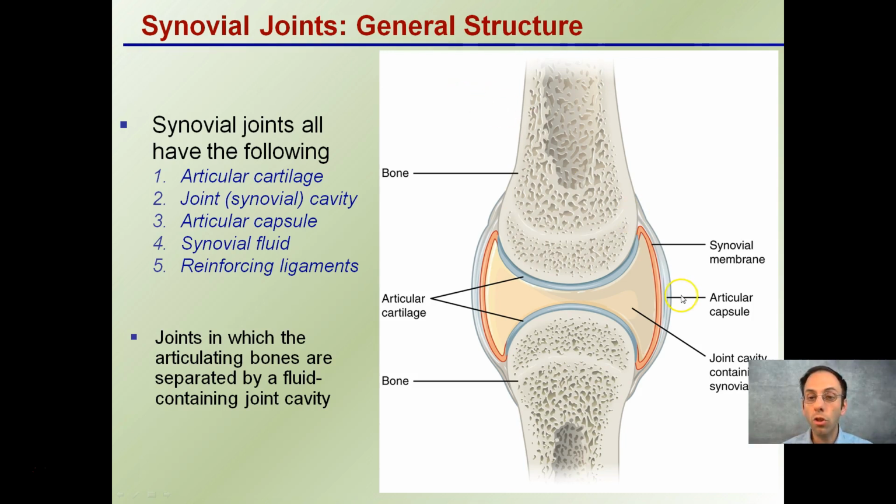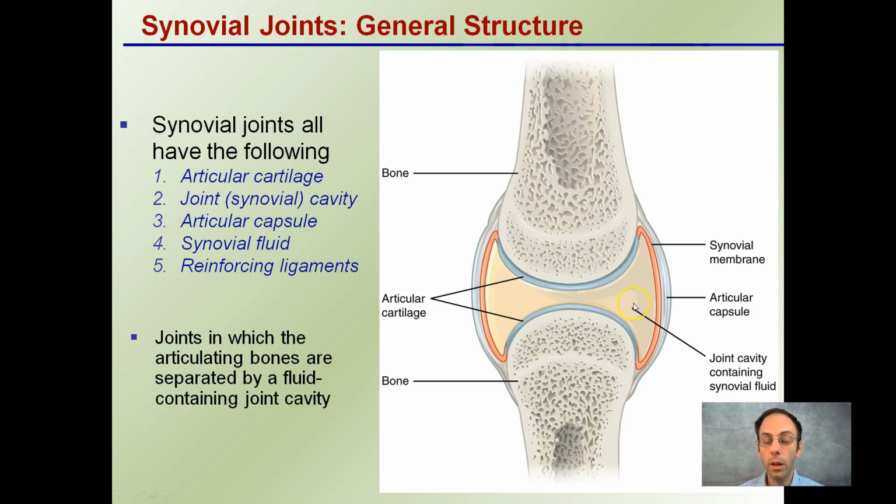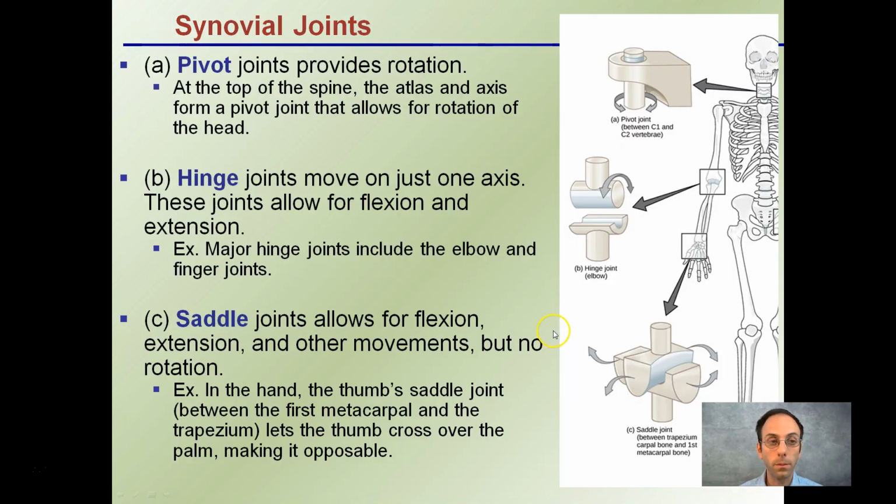So those synovial joints, the general structure of them: they have cartilage, they have that synovial cavity, they have the articular capsule, the synovial fluid, and reinforcing ligaments. These are joints in which articulating bones are separated by a fluid-containing joint cavity. The reason why we want this joint containing fluid is it helps create a nice lubricating barrier surface between the two bones. We don't want to have bone-on-bone contact. This fluid allows for ease of movement between these two articulating bones.